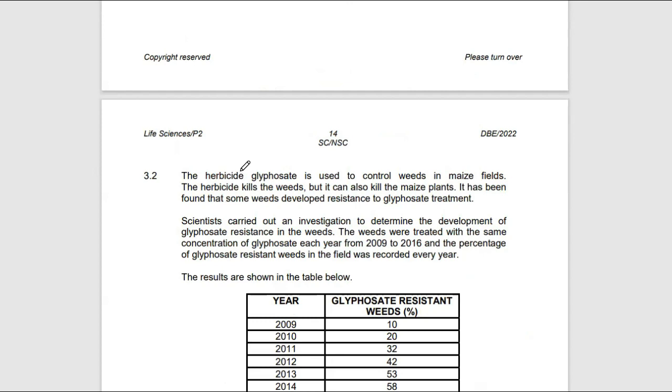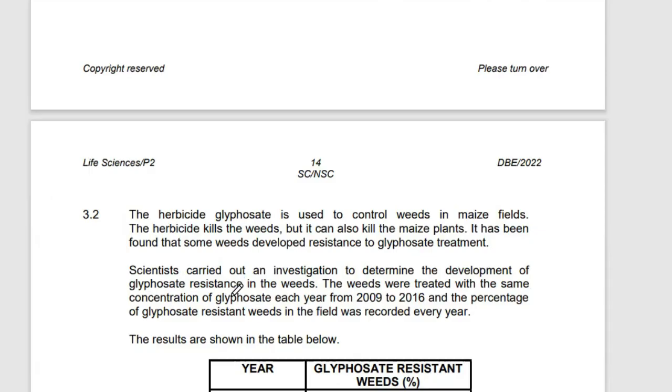Herbicide is a chemical which kills a plant. Glyphosate is used to control the weeds in maize fields. The herbicide kills the weed, but it cannot kill the maize plant. The herbicide kills the weed, but it can also kill the maize plants. It has been found out that weed developed resistance to glyphosate treatment. Scientists carried out an investigation to determine the development of glyphosate resistance in the weeds. The weeds were treated with the same concentration of glyphosate each year from 2009 to 2016, and the percentage of the glyphosate resistant weed in the field was recorded every year.